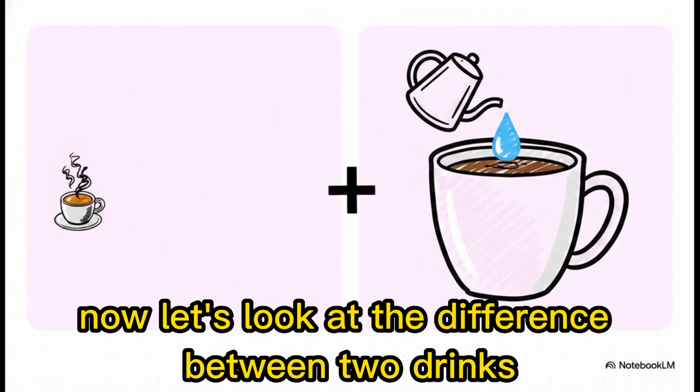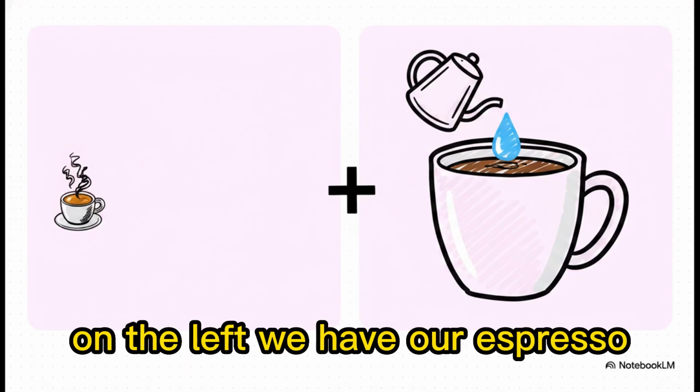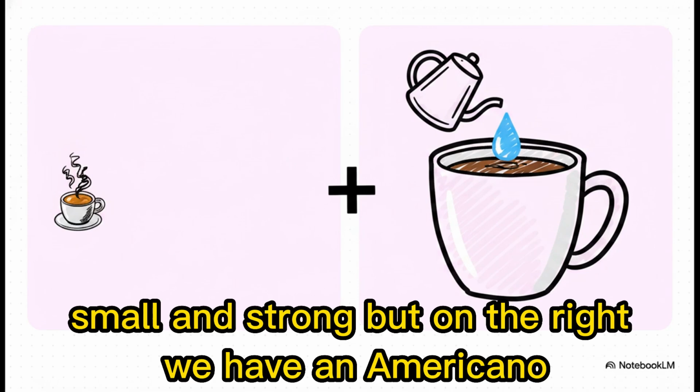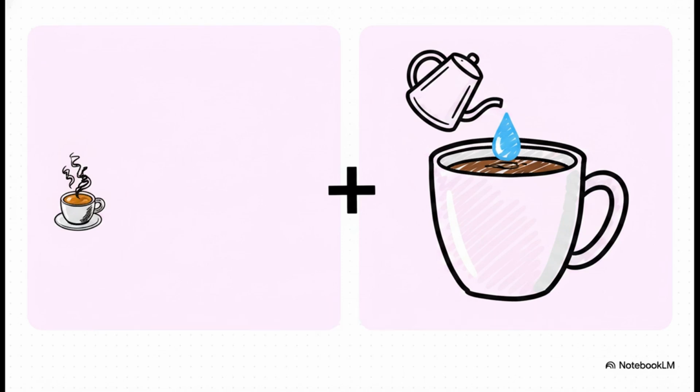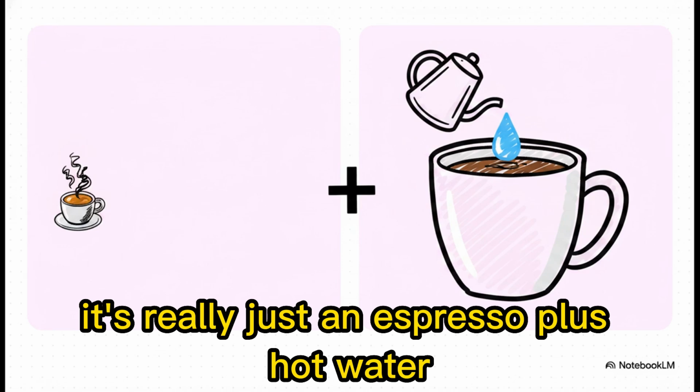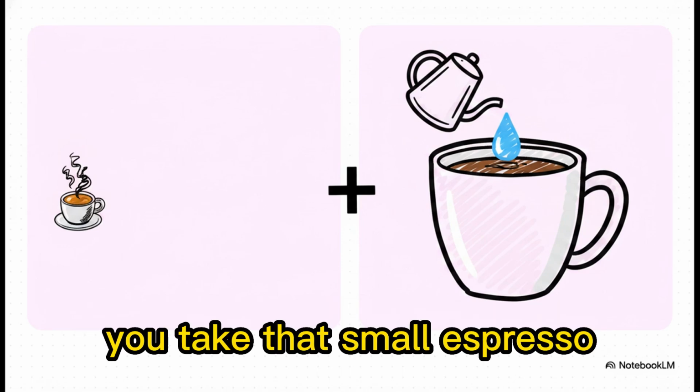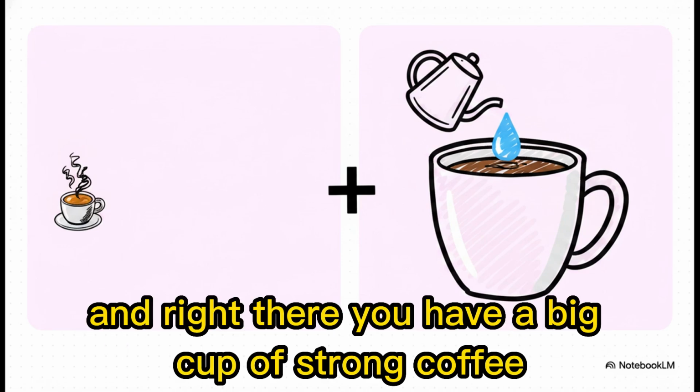Now, let's look at the difference between two drinks. On the left, we have our espresso, small and strong. But on the right, we have an Americano. Americano. What exactly is an Americano? It's really just an espresso plus hot water. You take that small espresso, you add hot water, and right there, you have a big cup of strong coffee.